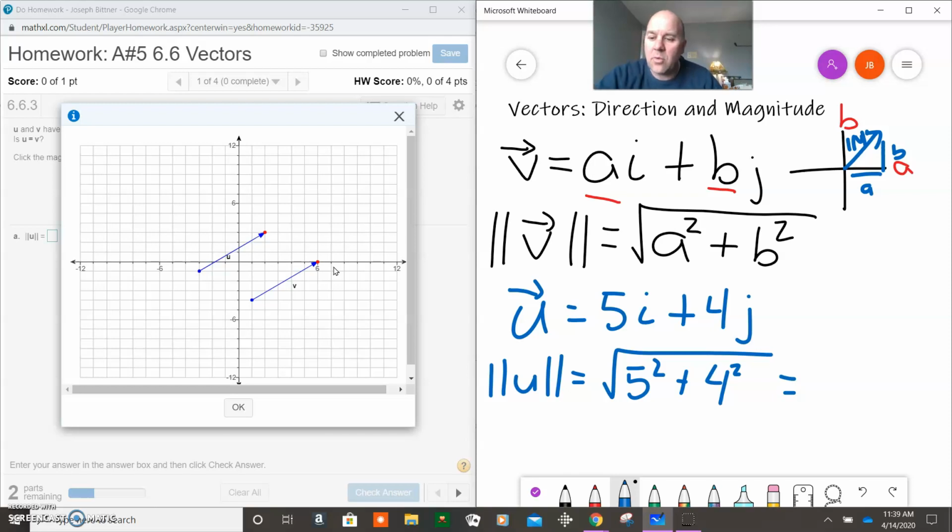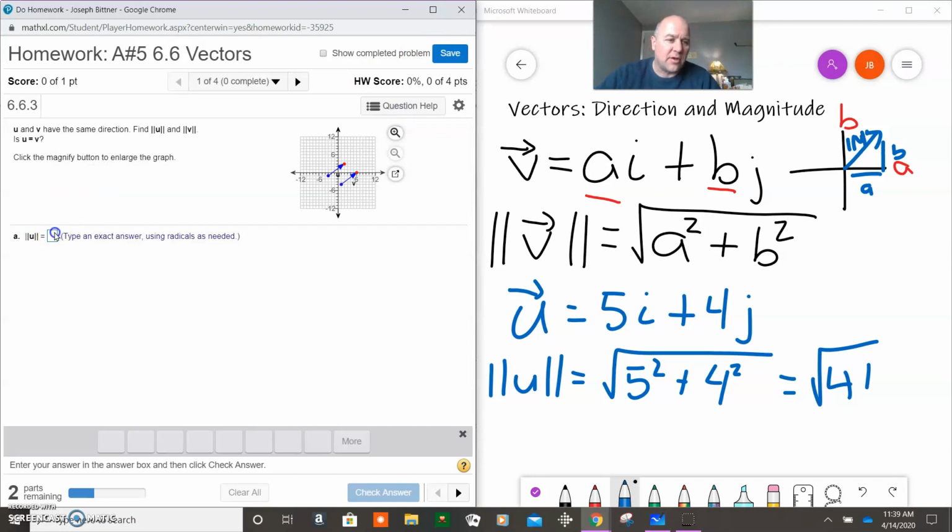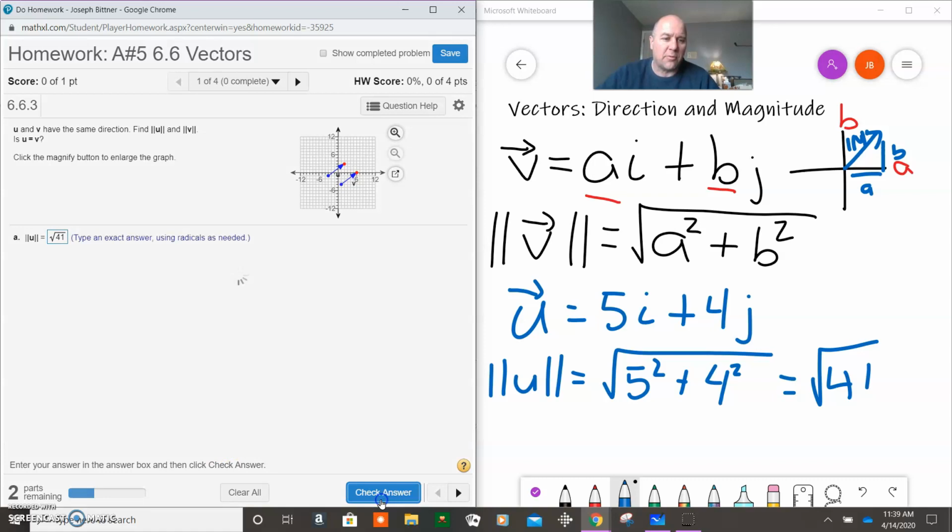I get 41, the square root of 41. And if you go back over here, that's exactly what they want you to type here. So just the square root of 41, check answer, there's my solution.